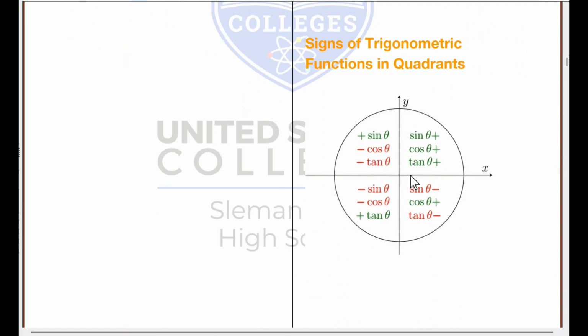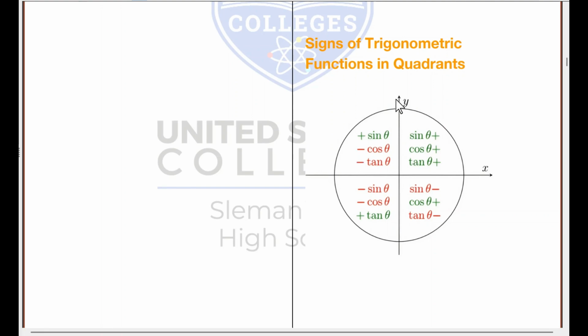In the first quadrant, they're all positive because the horizontal axis is considered to be the cosine axis. The vertical axis is considered to be the sine axis. Cosine is positive, sine is positive, so everything is positive in the first quadrant.